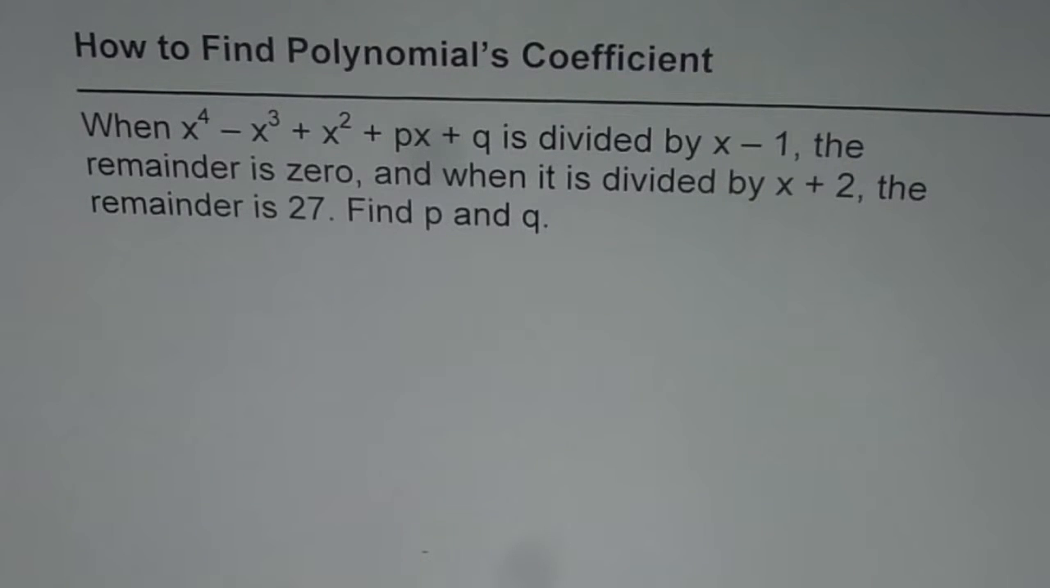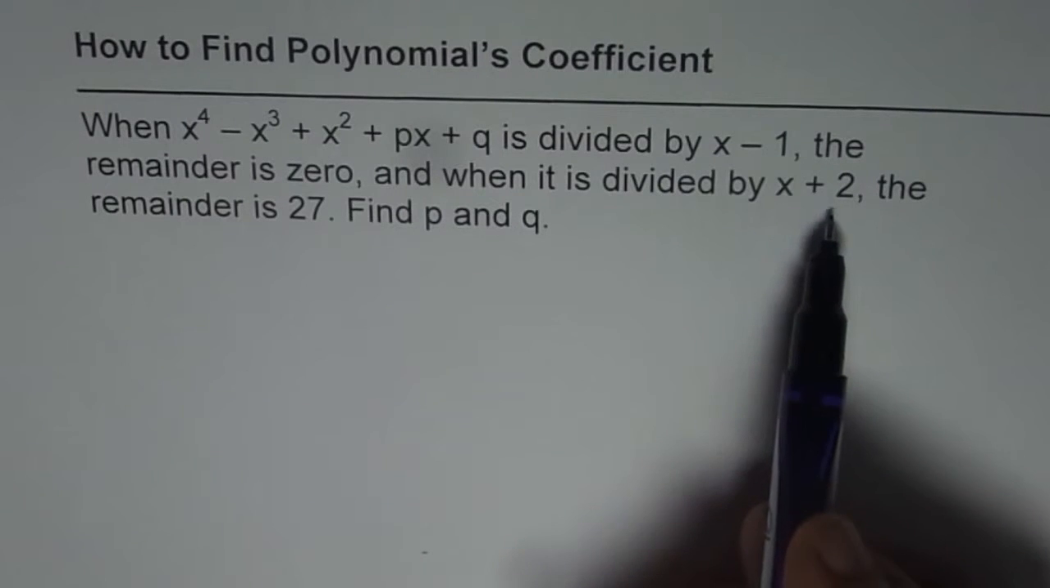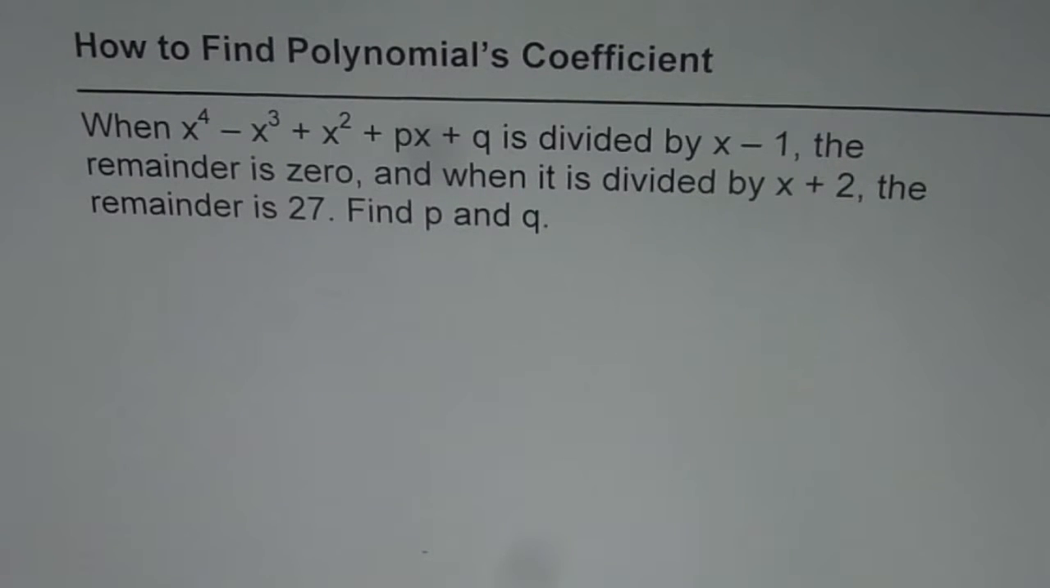When x to the power of 4 minus x cubed plus x squared plus px plus q is divided by x minus 1, the remainder is 0. And when it is divided by x plus 2, the remainder is 27. Find p and q. Well, you can use the factor theorem and solve it. I will show you how to use synthetic division and then solve it. It's kind of complicated but interesting. With that, we'll also get more conversant with this newly learned method, synthetic division.